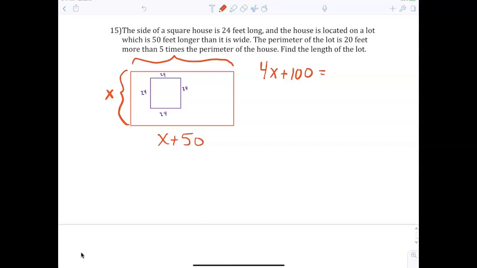Hold on a minute. 96 times 5. I don't think so. What is it? 500. 500. Come on, this is what I'm talking about. How do we get 500?